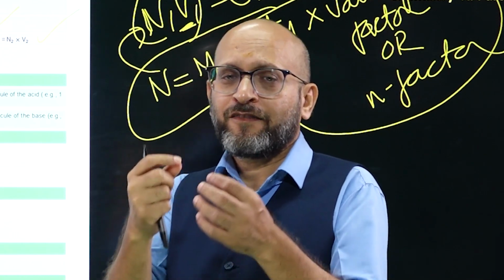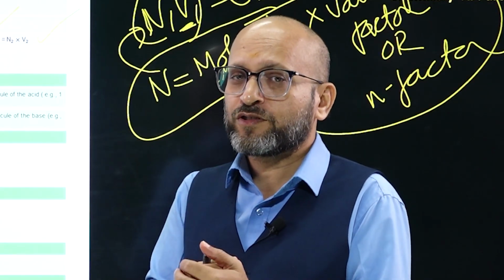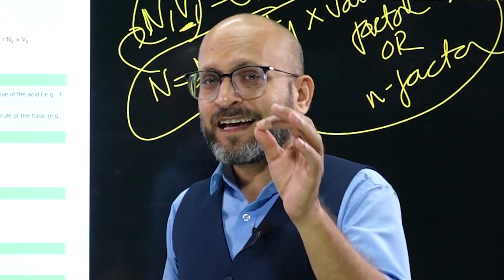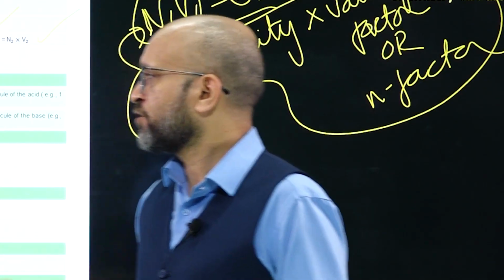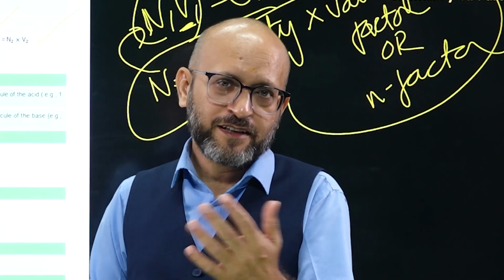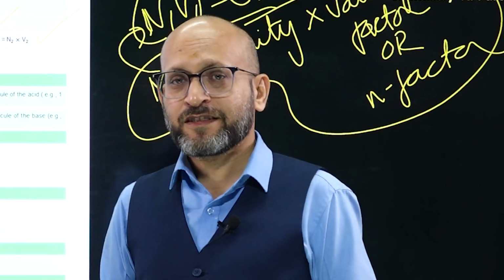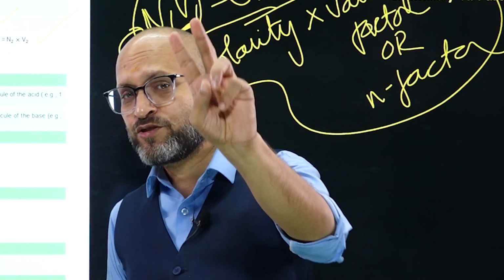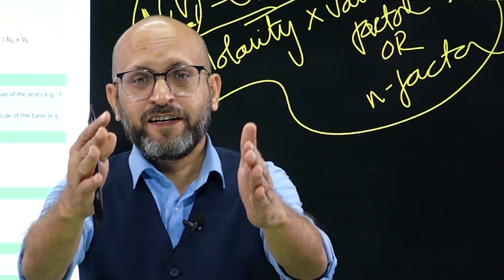For acids, valency factor equals basicity. For base, valency factor equals acidity. So what is basicity of an acid? The number of ionizable H+ is called basicity of acid, right? So the number of ionizable H+ depends on which acid you are talking about. If I am asking you to tell me basicity of HCl, you will say 1. Basicity of HNO3, you will say 1. Basicity of H2SO4, you will say 2. If I ask you basicity of H3PO4, the answer will be 3.